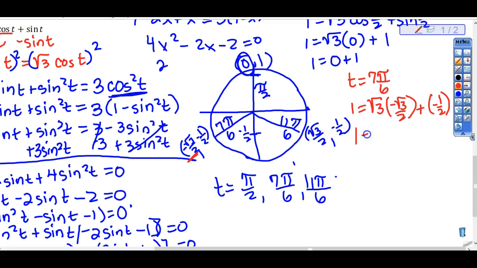So that's 1 equals negative 3 over 2 plus negative 1 over 2. Right? Square root of 3 over 1 times the negative square root of 3 over 2 is negative 3 over 2. That's 1 equals negative 4 over 2. I don't think that's true. That's no good. So 7 pi over 6, no good. Extraneous.